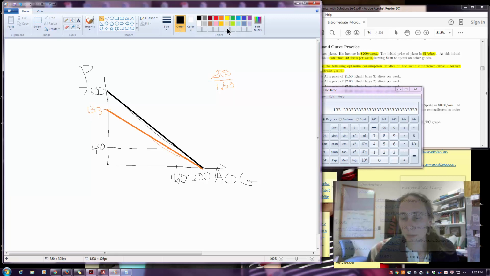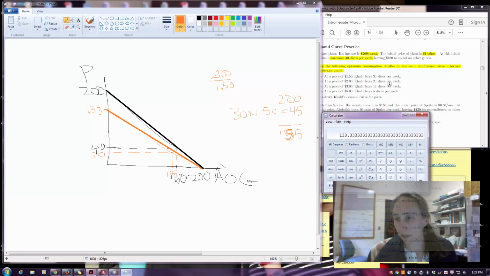This was his old budget constraint. And at the orange one here, he now chooses 30 slices. So he has 30 of them at $1.50 a piece. He spends $45 on pizza. He had 200 in his budget, so that leaves him 155 left to spend on all other goods. So this point here, 30, matches up with spending 155 on all other goods.